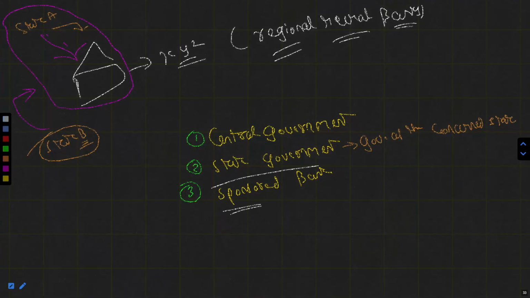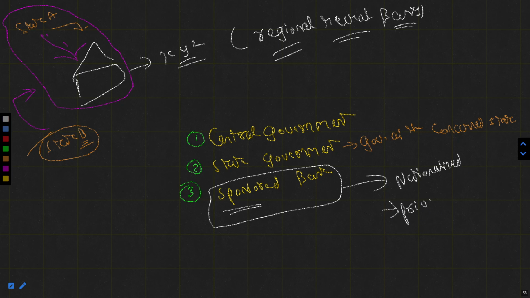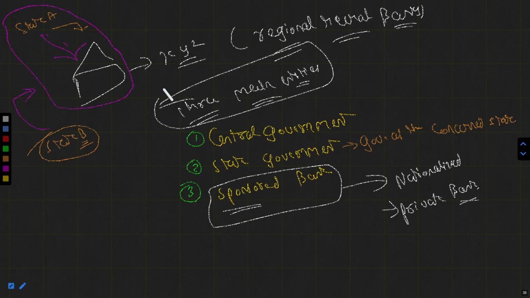Thereafter comes the sponsored bank. A sponsored bank is the bank which is basically funding or managing the regional rural banks. And this could be either a nationalized bank, or you can say a public bank, or a private bank authorized by the government to take ownership, or you can say to take the stakes in the XYZ or any regional rural bank. Okay. So these are the three main entities which have the stakes and shares in the regional rural banks. Got it?